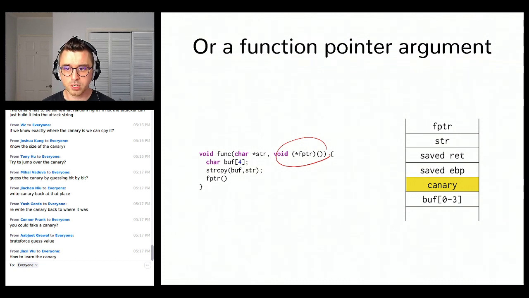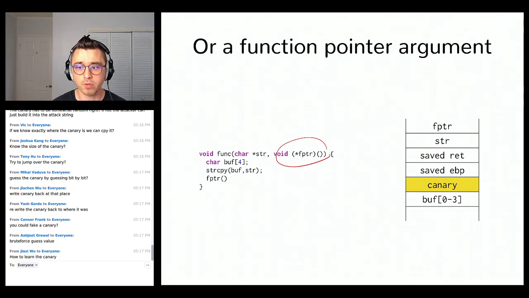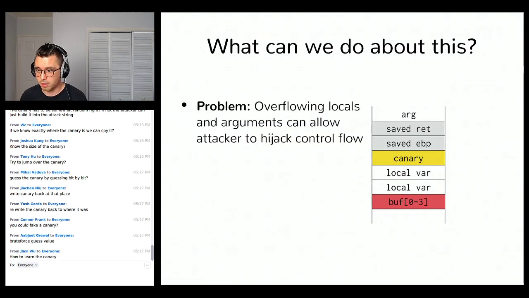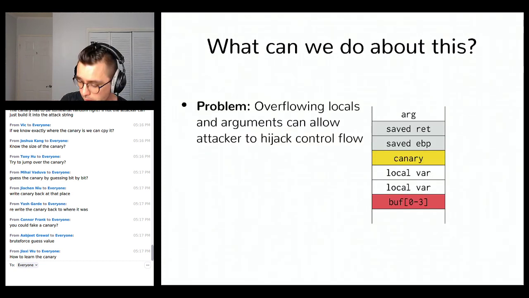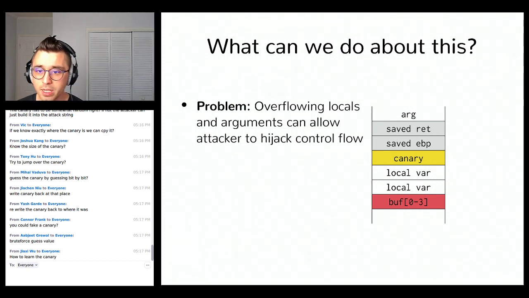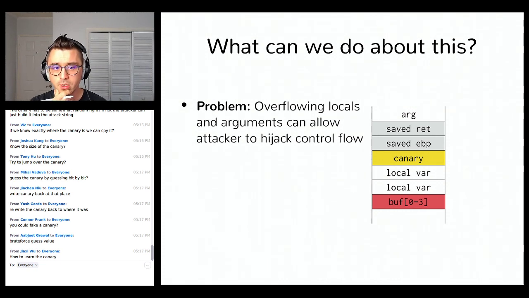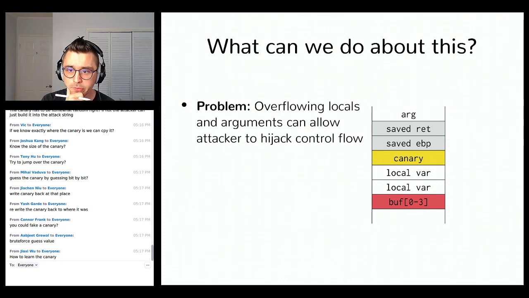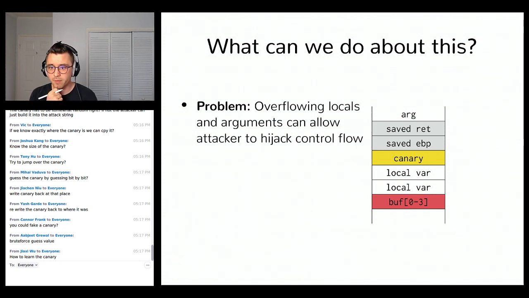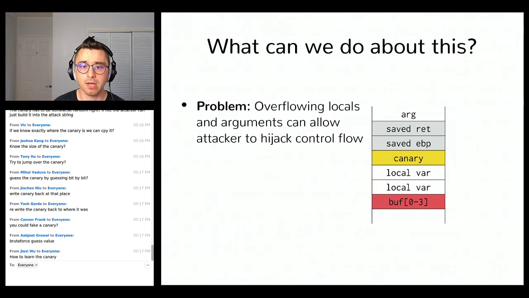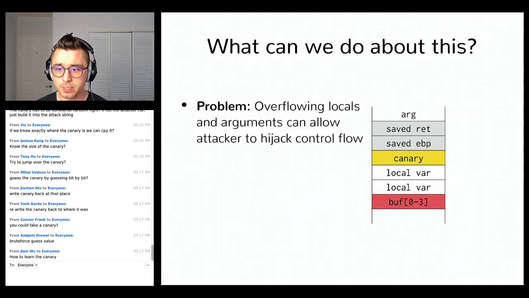So canaries are awesome, but we don't even have to clobber canaries, or at least our assumption that the only way to hijack control flow is by overriding the canary is definitely false, right? But we want to get the most out of canaries that we can. So how are we going to actually fix this in a real program? If we look at what's actually going on, we're overflowing locals and arguments. When we do that, that might sometimes allow the attacker to hijack control flow. So what can we do about this?